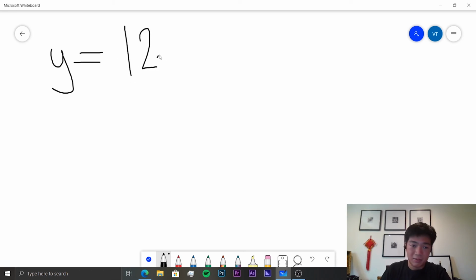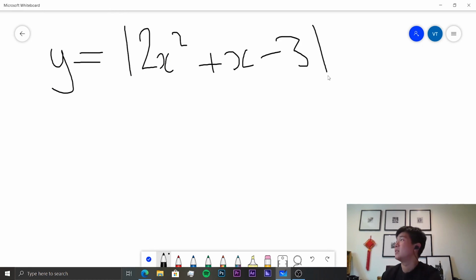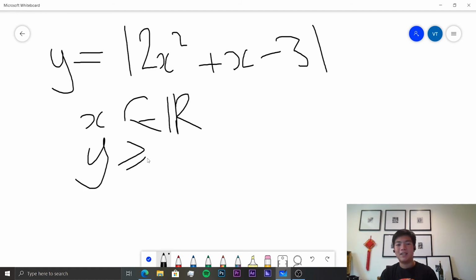y is equal to |2x squared plus x minus 3|. So, what is the domain? The domain is still x is part of the real number set, but what is the range? The range is kind of cheeky. It's just y is greater than or equal to 0, since the least value this can have, regardless, is just 0.